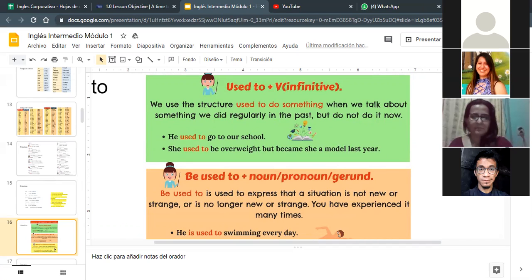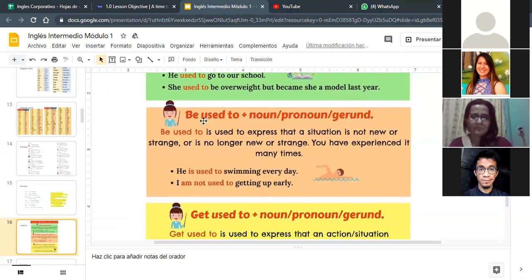I told you before that yes, there is some grammar there in the platform, but I like to bring some other things. So this is an extra one, it's a bonus. So we have be used to, plus a noun, pronoun, or gerund. This is a different structure: be, like the verb to be, and then used to, and then a noun, pronoun, or gerund. We're going to use this one to express that a situation is not new or strange, or is no longer new or strange. So it means that you have experienced it many times.